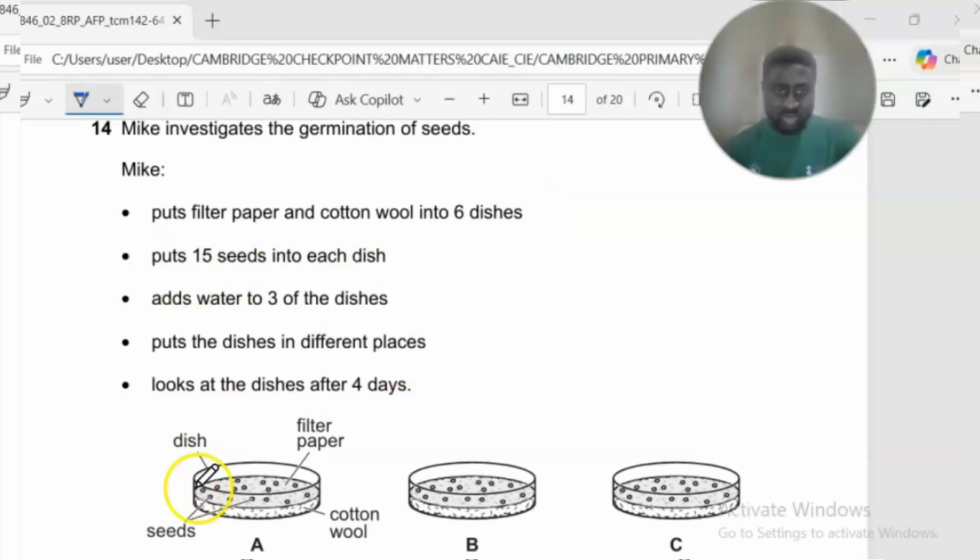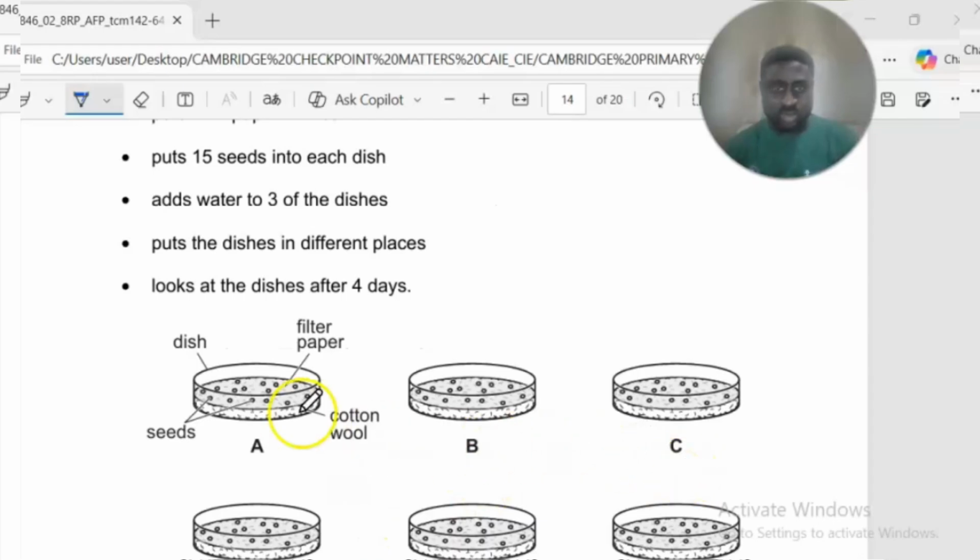Let's count the seeds. We have 1, 2, 3, 4, 5, 6, 7, 8, 9, 10, 11, 12, 13, 14, 15. So verify that there are 15 seeds in each dish when you count all through. Then he adds water to 3 of the dishes, puts the dishes in different places. Then he looks at the dishes after 4 days.